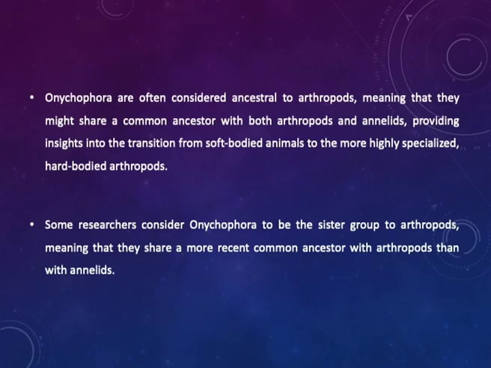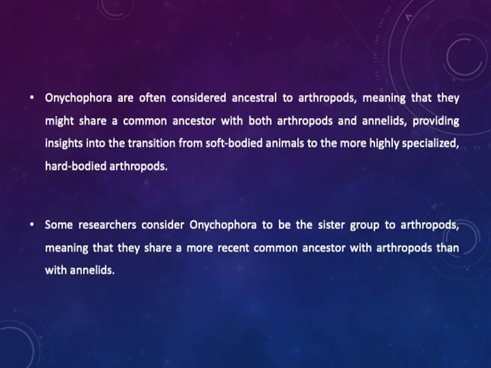Onychophora are often considered ancestral to arthropods, meaning that they might share a common ancestor with both arthropods and annelids, which provides insights into the transition from soft-bodied animals to the more highly specialized hard-bodied arthropods. Some researchers consider Onychophora to be the sister group to arthropods, meaning that they share a more recent common ancestor with the arthropods than with annelids.